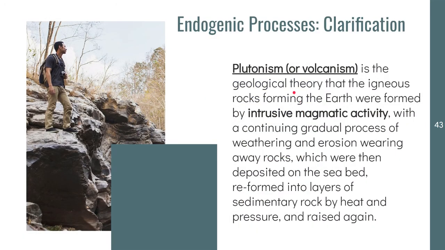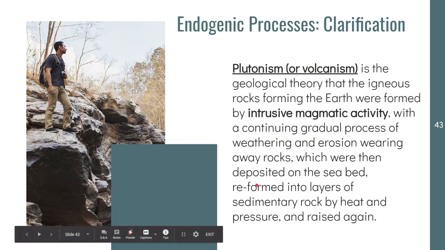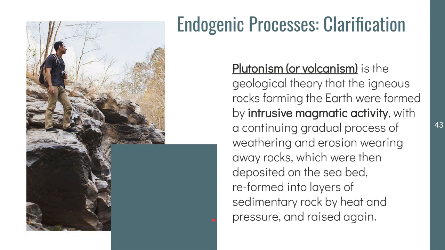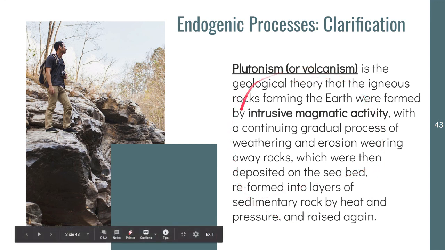So, more clarification about the terms. Plutonism or volcanism is the geological theory that the igneous rocks forming the Earth were formed from intrusive magmatic activity. We've talked about this. The magmatic activity happening beneath the Earth can erupt upward, causing volcanic eruptions. Then, with the continuing gradual process of weathering and erosion, they are deposited back into the seabed, formed into layers of sedimentary rock, pushed downwards back into the mantle, and then eventually raised again. This one is actually connected to our lesson on the rock cycle.